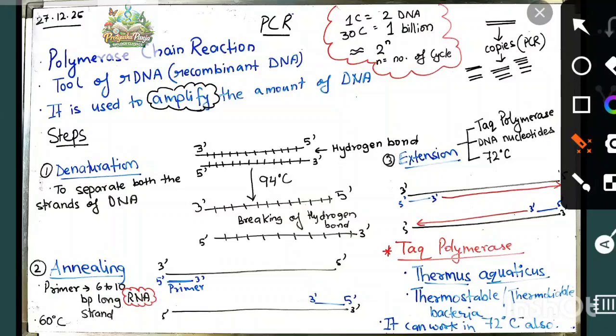What is it mainly used for? It is used to amplify. Amplify means to increase the number of copies. Okay, it is used to amplify the amount of DNA.